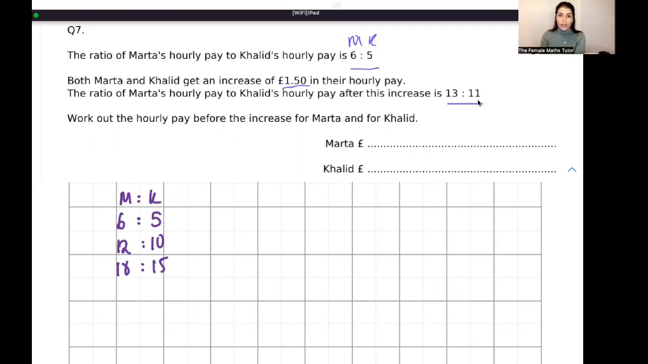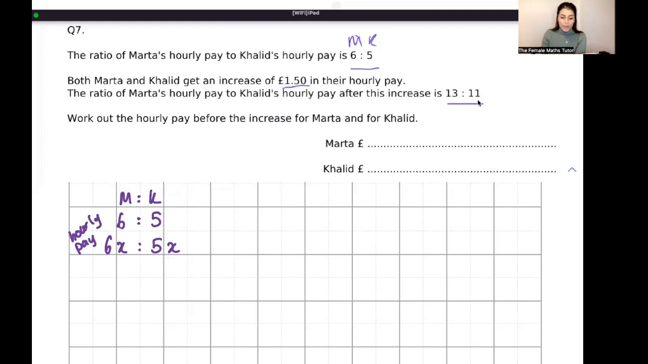So what we'll do is we'd use algebra instead. So we know that Marta's pay is going to be a multiple of 6 and Khalid's pay is going to be a multiple of 5. So for questions like this, we can say that Marta's hourly pay is 6x and Khalid's hourly pay is 5x, okay? Add in a variable there. You could add in any letter, it doesn't matter. So this is their hourly pay, 6x and 5x. So we're going to have to work out what the x is.